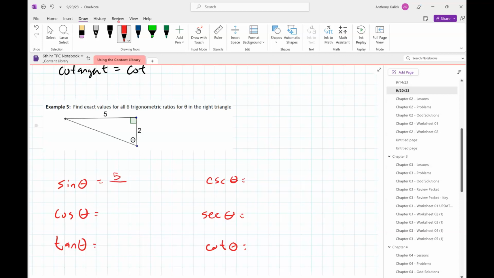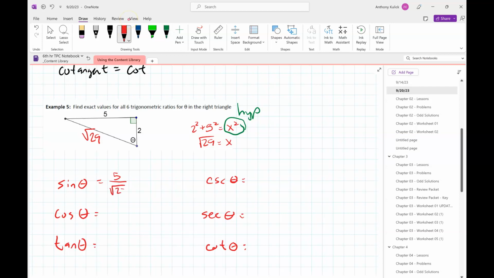Yeah, we don't have it yet, but we can find it using the Pythagorean theorem. So 2 squared plus 5 squared is equal to x squared. So 2 squared is 4, 5 squared is 25. We add them together, we get 29, and then square root both sides. What's the one thing we have to remember when we set up our Pythagorean theorem? The hypotenuse has to be the piece by itself, right?